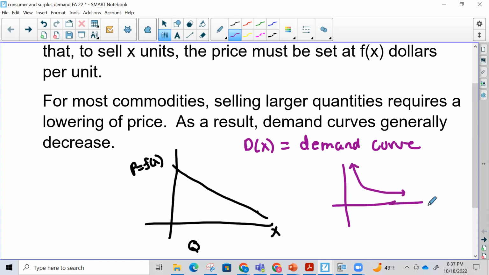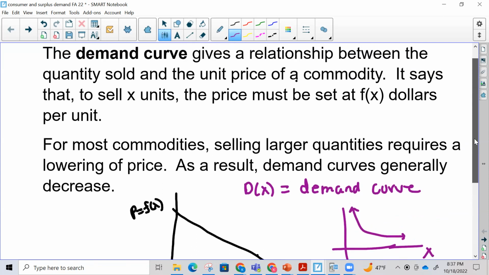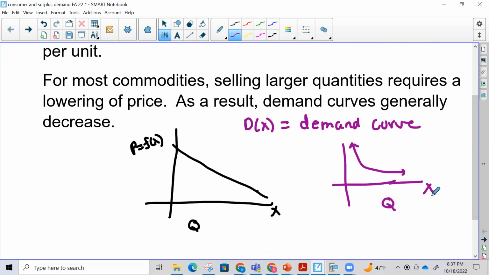On the x-axis is often called Q, and Q stands for the quantity or the number of units sold, and that's the x value. And then the y-axis is called P for price, and that's equal to F of X, or the y value for our graphs. And these are our demand curves.